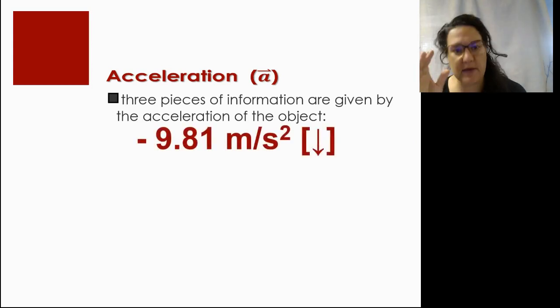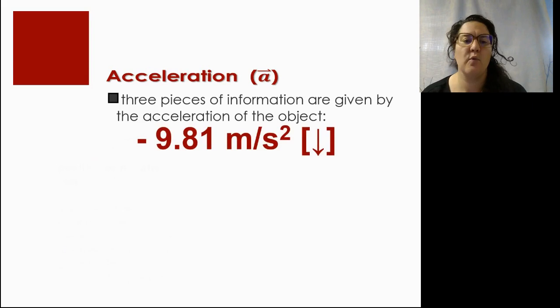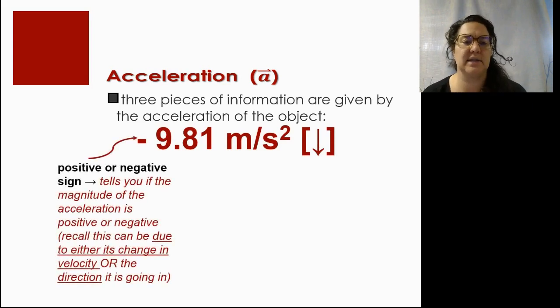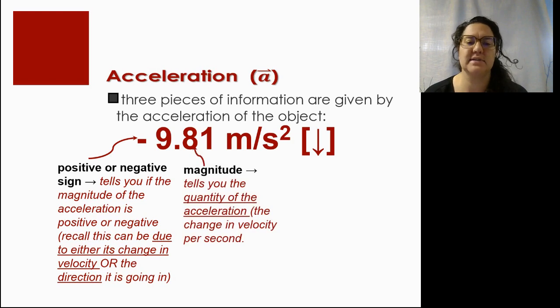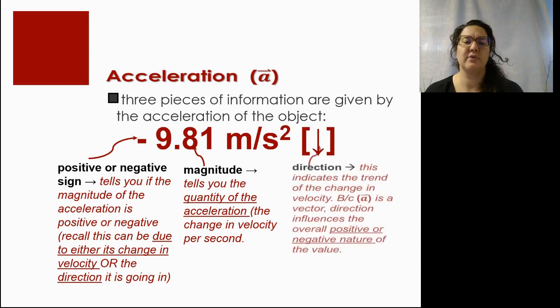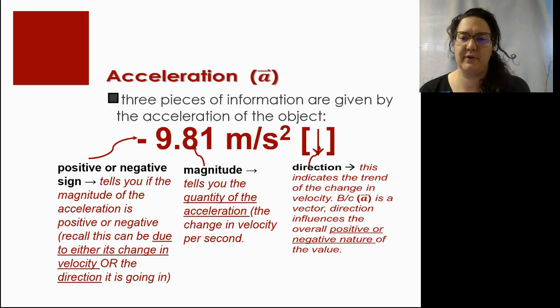So there are three pieces of information that are given by the acceleration of an object. One is the positive or negative sign. It tells us are we having positive acceleration or negative acceleration. The magnitude of acceleration tells us the quantity of acceleration, the change in the velocity per second. And then the direction indicates the change in the trend of velocity. So because acceleration is a vector, direction influences the overall positive or negative nature of this value. So we have the positive or negative sign. Are we speeding up or slowing down? The magnitude, by how much, and then the direction of travel.